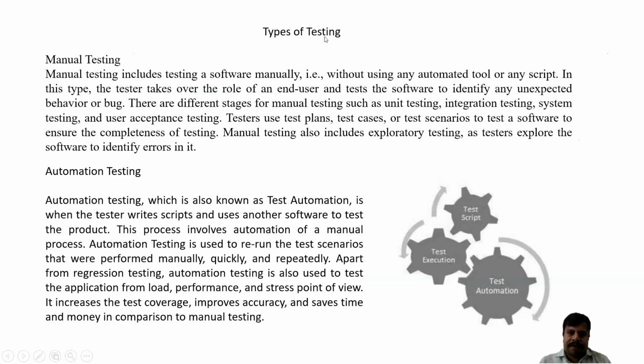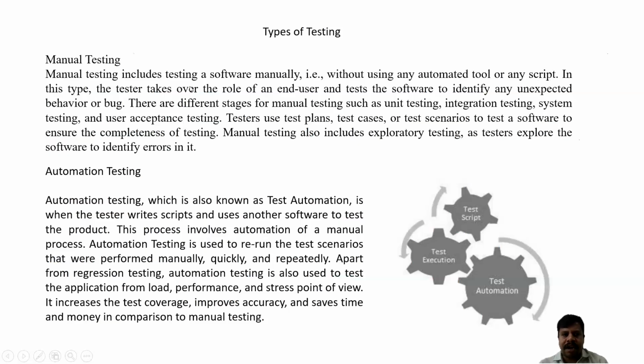And the next topic is the types of testing. We basically have two types. One is manual testing, another one is automation testing. Manual testing includes testing a software manually, that is, without using any automated tool or any script.